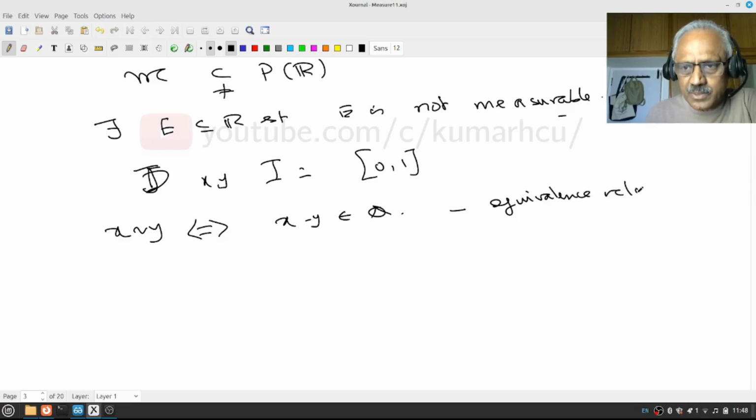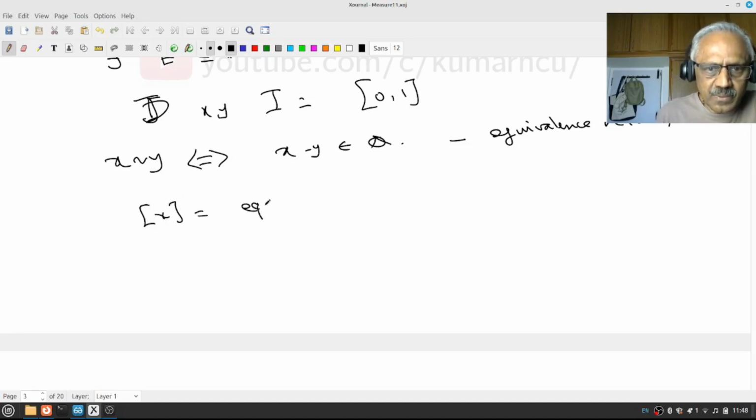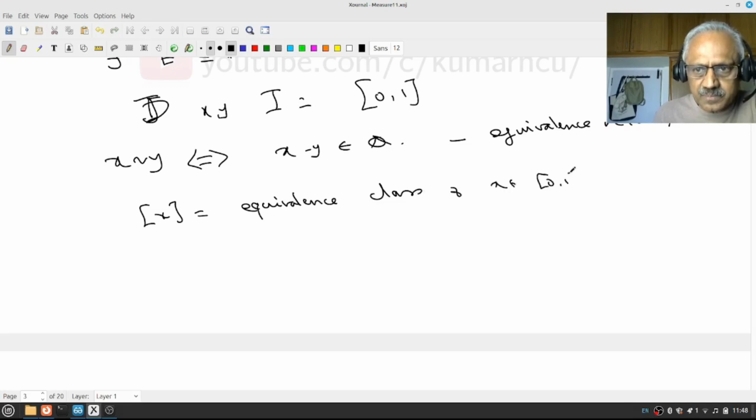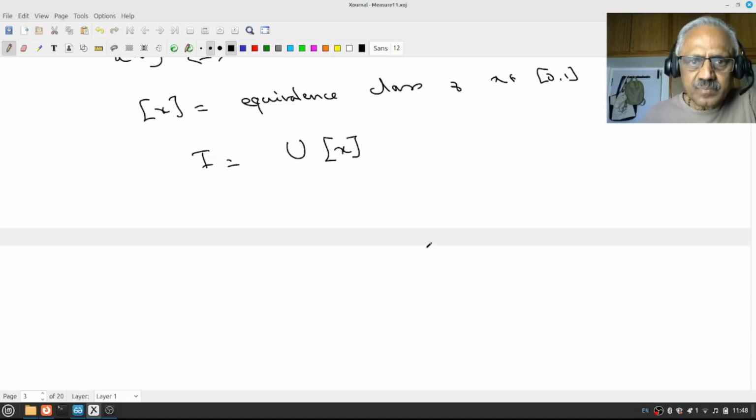You are all MSc students, so I don't want to spend time on such a thing. Okay, this is an equivalence relation. Then, as usual, this denotes the equivalence class of x, where x is in 0, 1. Therefore, my I is written as a union of equivalence classes, right? And we will assume this is pairwise disjoint.